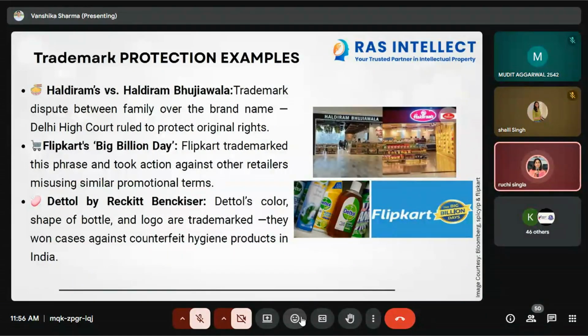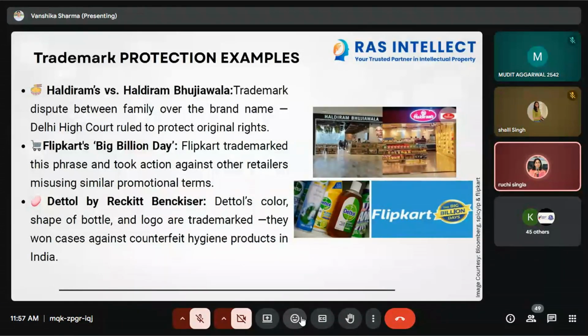So this is an example, Haldiram versus Haldiram Bhujiawala. So you can see the difference. Generally, whenever we think of Haldiram, it is always the red logo which is in our mind. And we go to the shop. If there are two shops, Haldiram Bhujiawala and Haldiram, obviously we prefer going to the shop which has a red logo. These two shops are from the same family. Both the owners are brothers. But obviously, we prefer going to the Haldiram logo with the red mark.